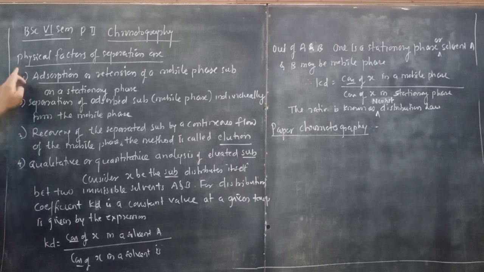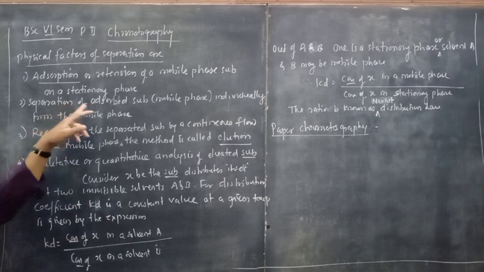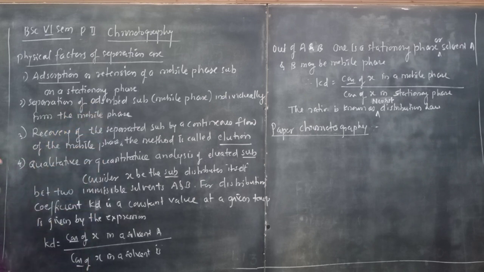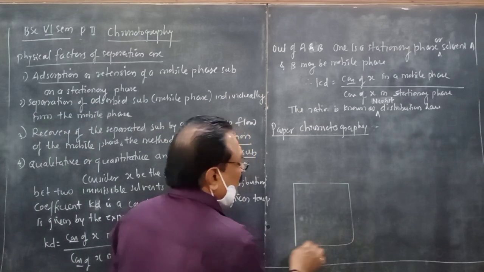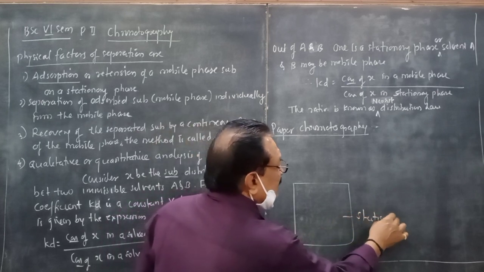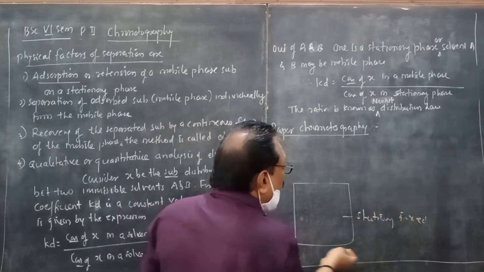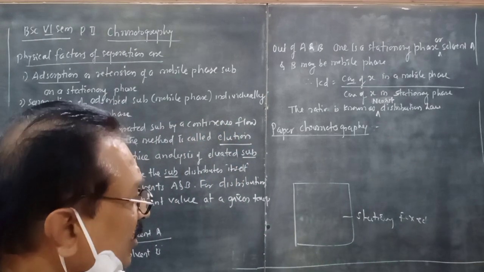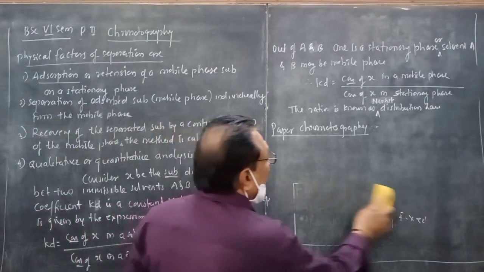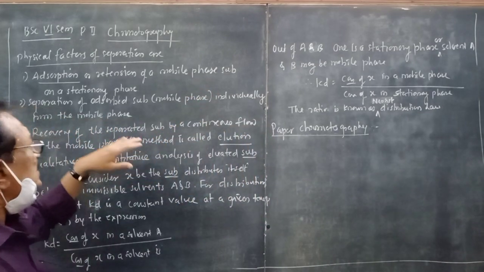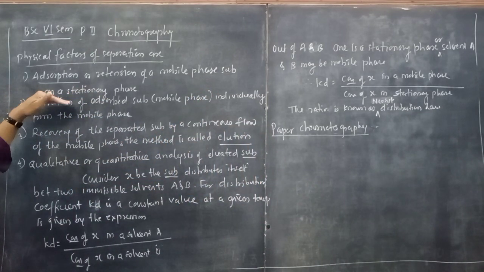Now let us go to the physical factors of separation. For the separation, the first one is adsorption or retention of the mobile phase substance on the stationary phase. Here, the stationary phase is fixed, and over that, the mobile phase is movable. The mobile phase is nothing but a substance, and the substance is allowed to move over the stationary phase.